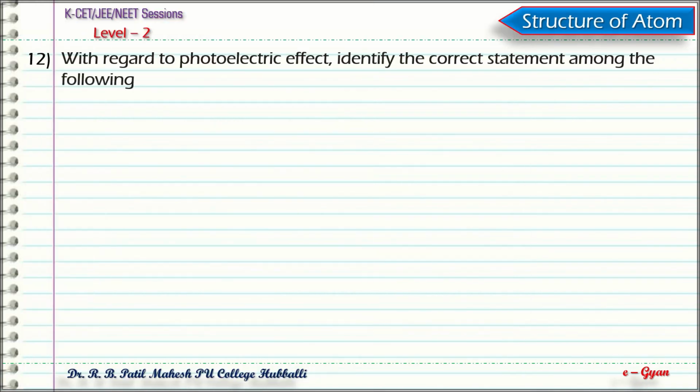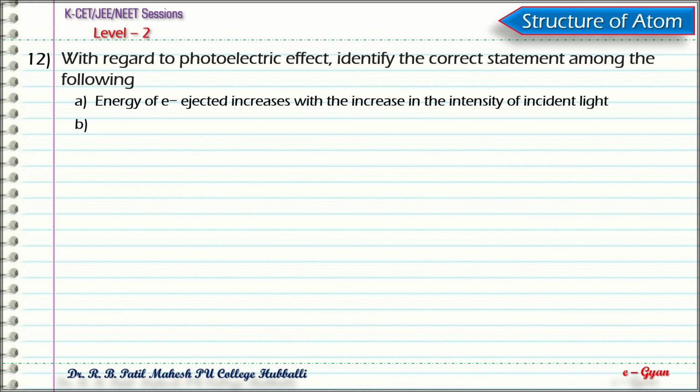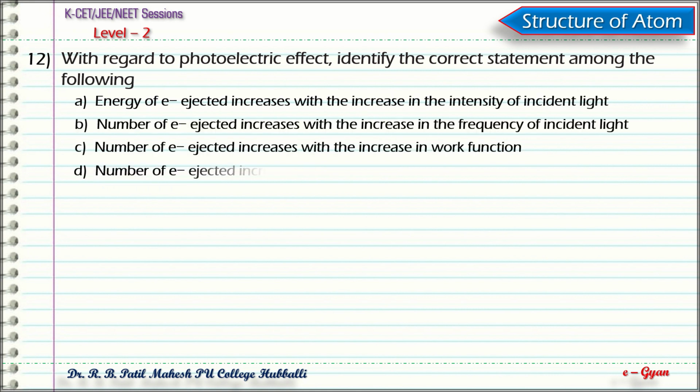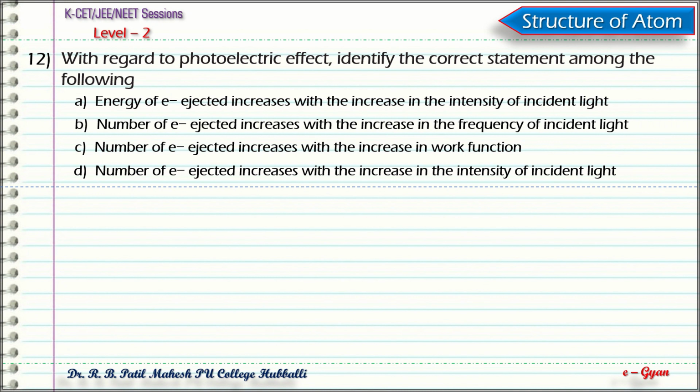Question number 12. With regards to the photoelectric effect, identify the correct statement among the following. Energy of electron ejected increases with the increase in the intensity of incident light. Number of electrons ejected increases with increase in the frequency of incident light. Number of electrons ejected increases with increase in the work function. Number of electrons ejected increases with increase in the intensity of incident light. Dear students, it is a theoretical question, and the correct option for question number 12 is option D.